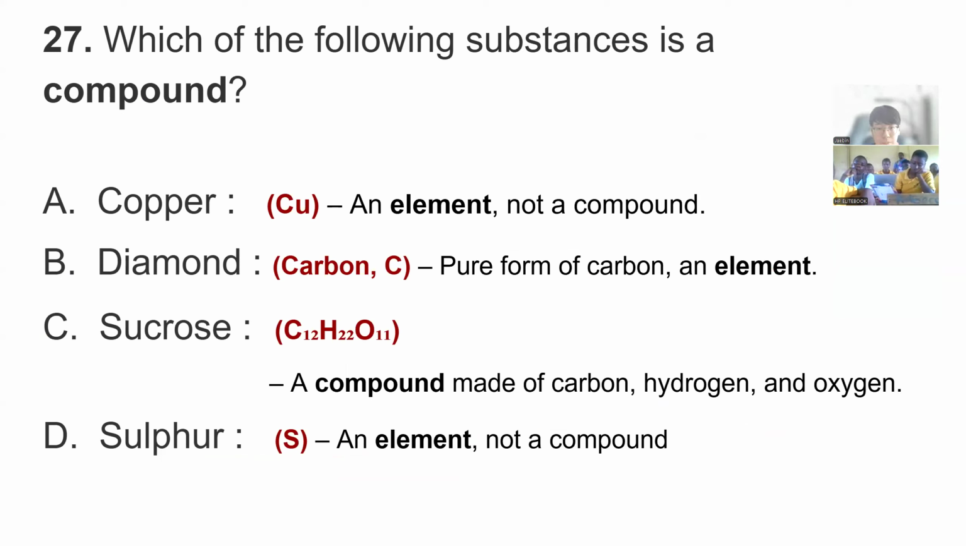So which of the following substances is a compound? Remember, compounds are more than one element. So you can easily see that sucrose, C12H22O11, has multiple elements, while the others, copper, is just Cu, diamond is just carbon, sulfur is just S, only one. So sucrose is the only substance that is a compound. So the answer is C.